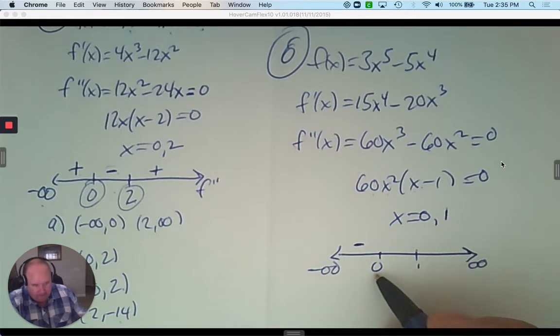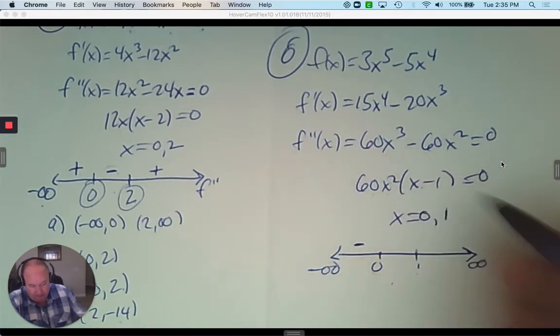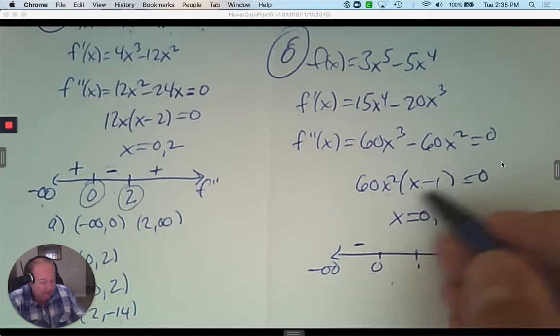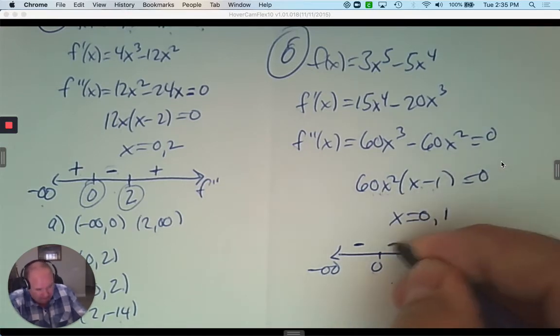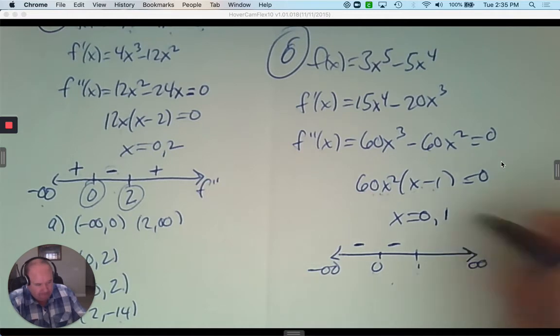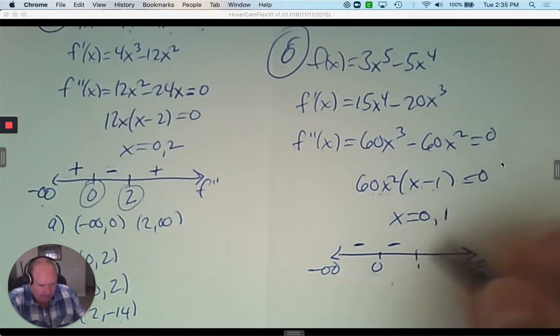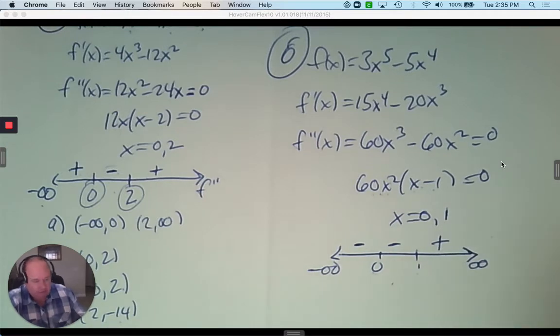Plug in a number between 0 and 1, like 1/2. So 1/2 is positive. 1/2 take away 1 is negative. So a positive times a negative is negative. And then plug in any number bigger than 1, and it's positive. So we just found concavity.